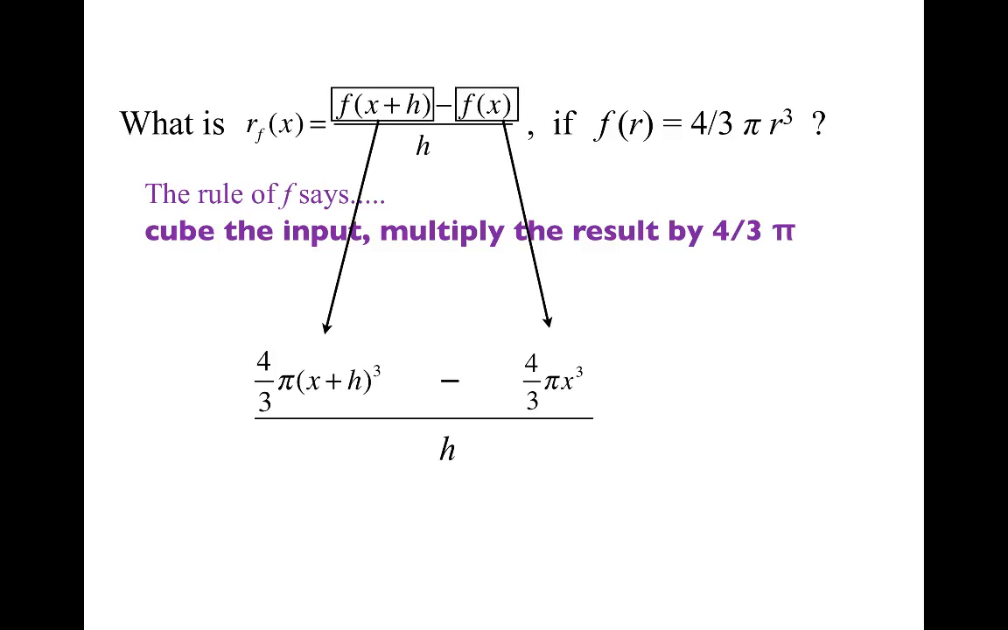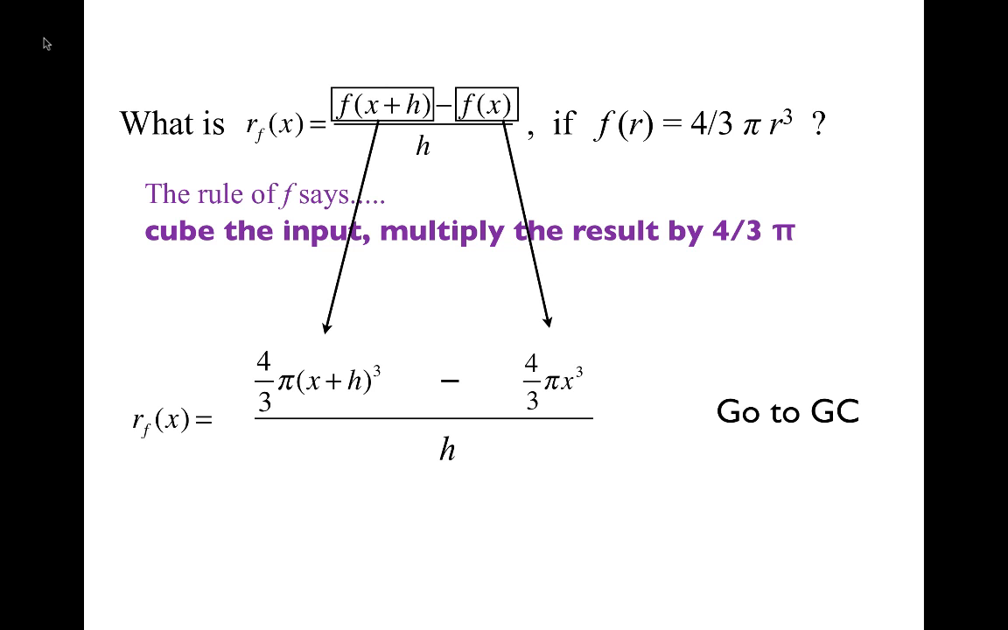Okay, so this is now the rate of change function, r sub f of x, for our particular f, 4/3 pi r cubed. Right, because we're going to take x plus h and cube it times 4/3 pi, minus 4/3 pi x cubed, which is f of x, divided by h. Do you see it? Any questions with that? And like I said, that's the rate of change function for this particular function, f.